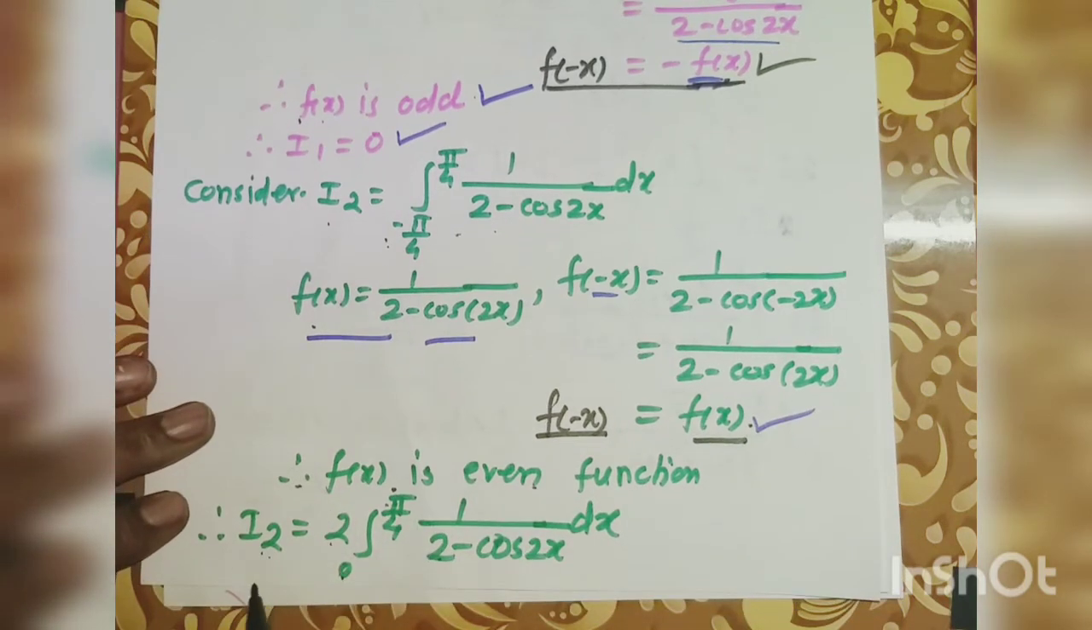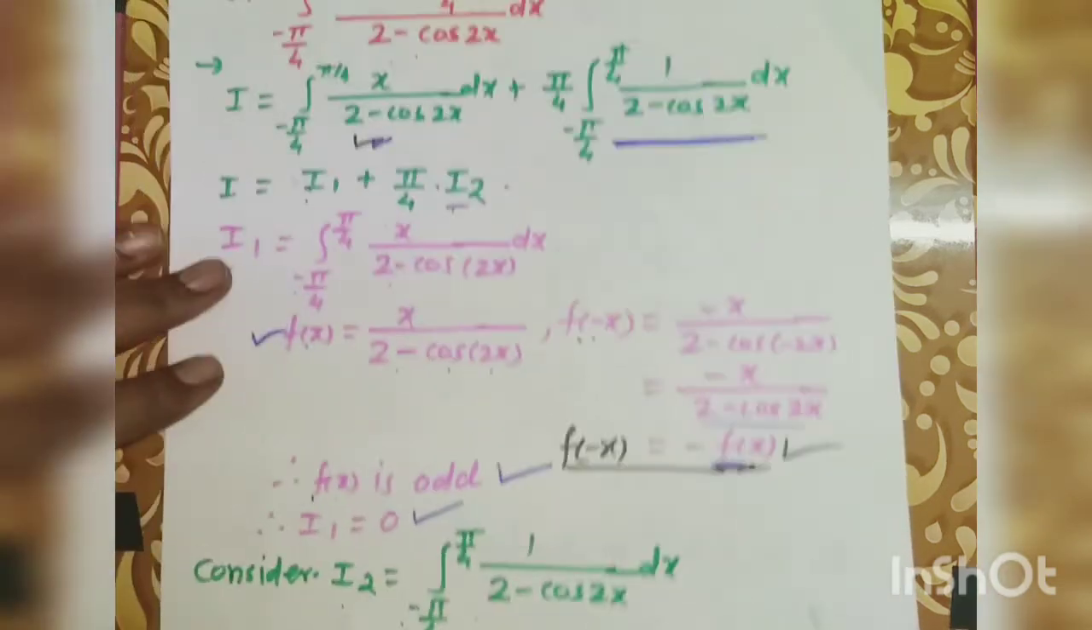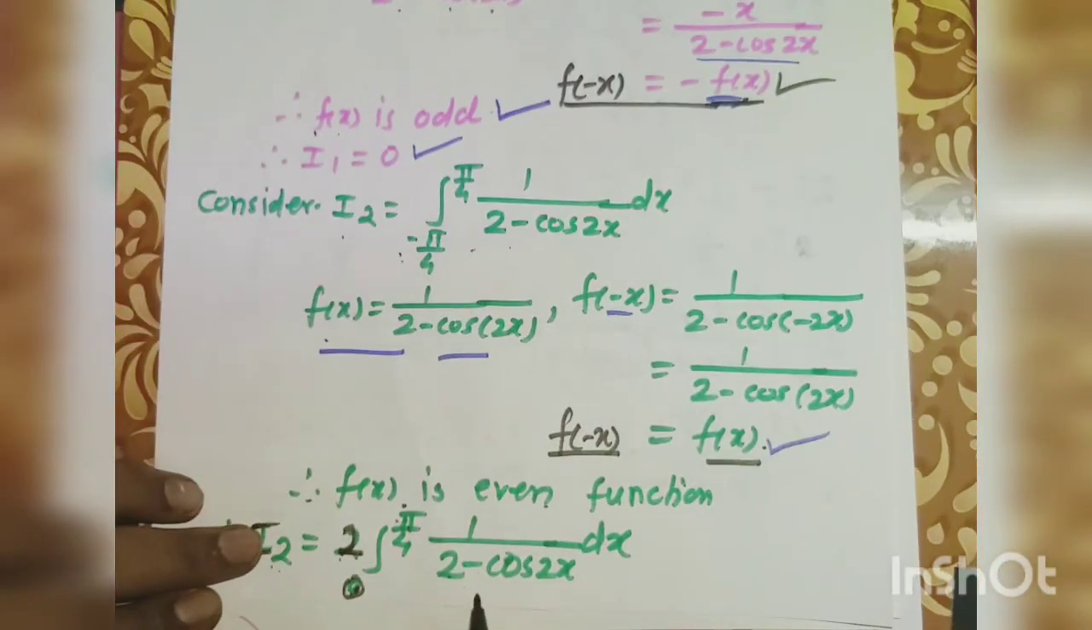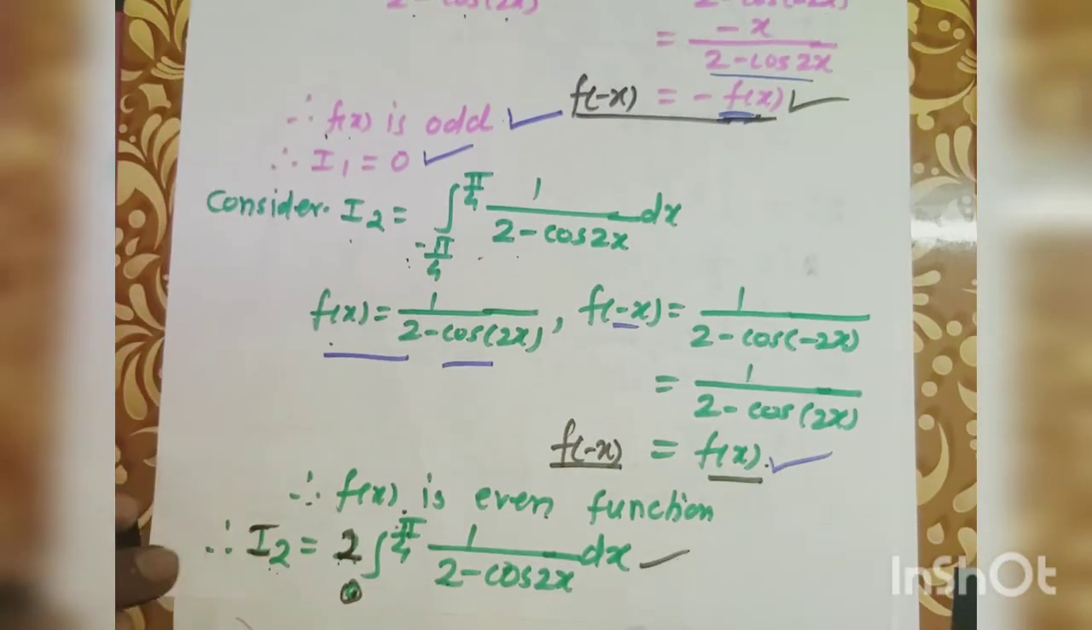If the function is even, then this integral's limit changes. Instead of minus a to a, twice 0 to a. That is 0 to, in place of a here, pi by 4. Twice pi by 4, 1 divided by 2 minus cos 2x. Now we solve this second integral.